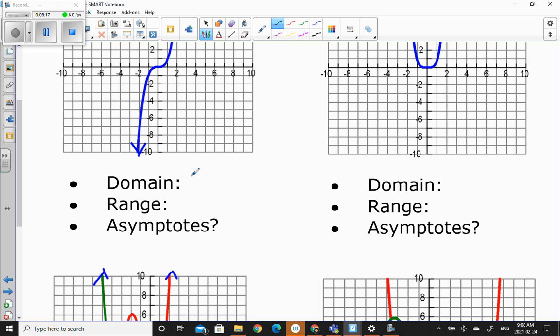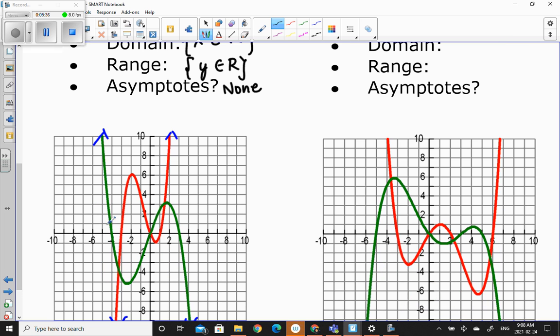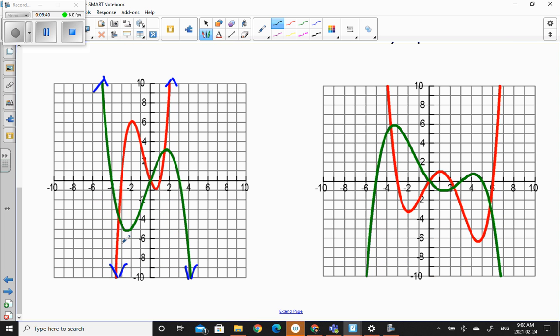Again, you can see that x can take on any value from negative infinity to positive infinity. So x belongs to R is the domain, and same thing for the range. Y values can go from negative infinity to positive infinity. So y is a real number, and there are no asymptotes. You could also have a cubic function that looks like this. So both of these graphs are also examples of cubic functions, and they have the same domain and range as I've stated here.